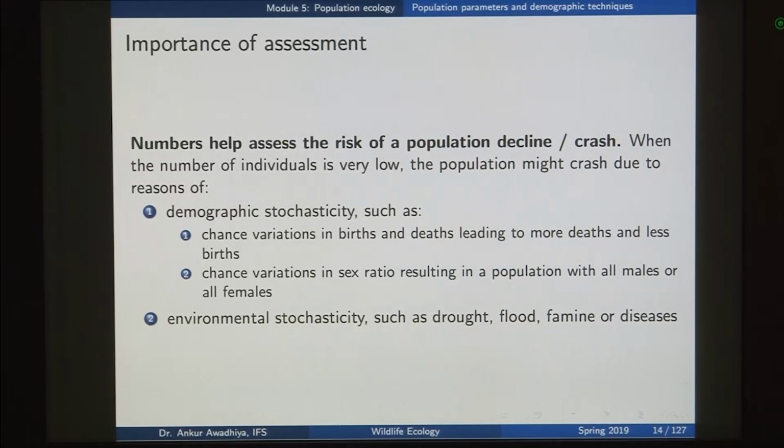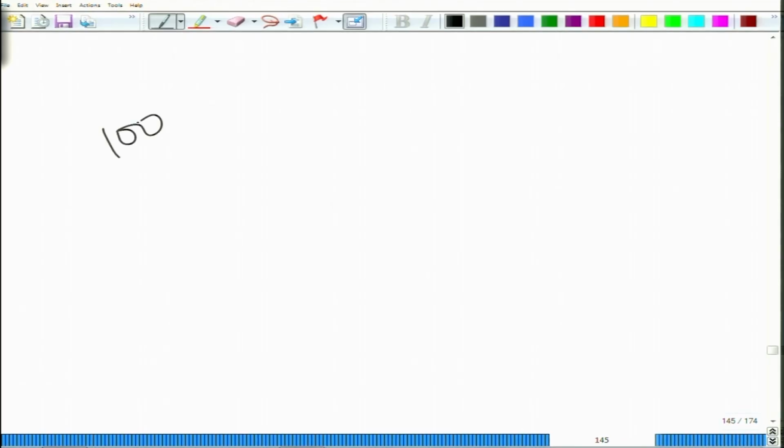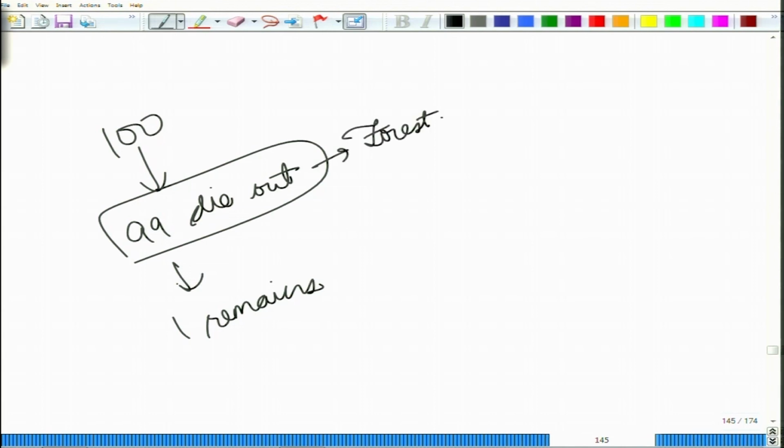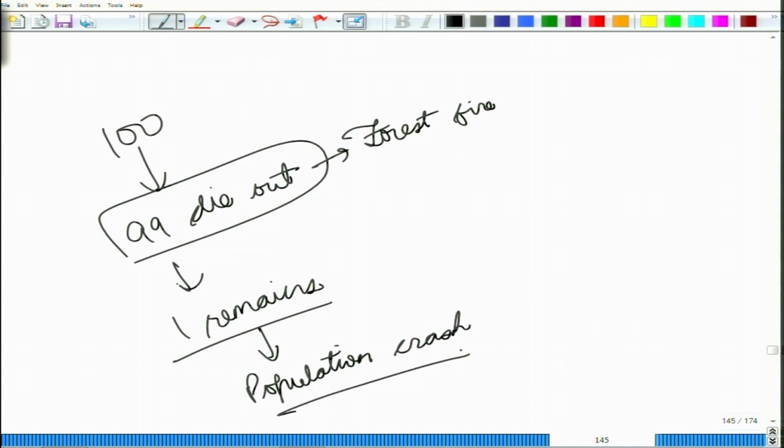Now, why is that important? Suppose you have a population of say 100 individuals. Out of these 100 individuals, say 99 die out and only one remains, because of say a forest fire. If only one individual remains, then you will have a population crash, because you do not have any further births in this population. This happened because you started with a very low population of only 100 individuals.